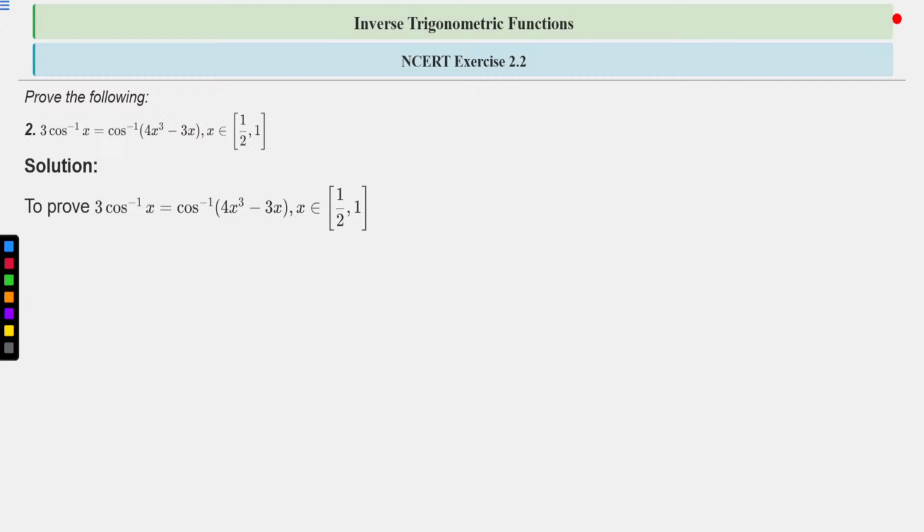what we can do is take x equal to cos theta. Let us take x is equal to cos theta. Then cos inverse x will be equal to theta, right?